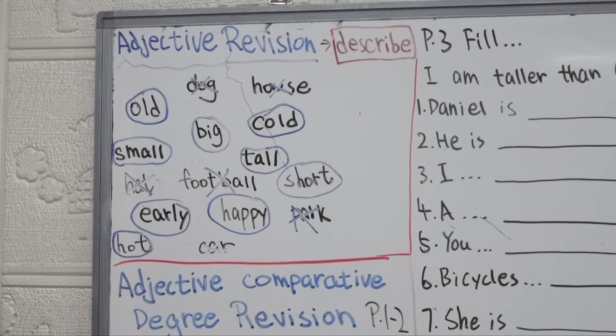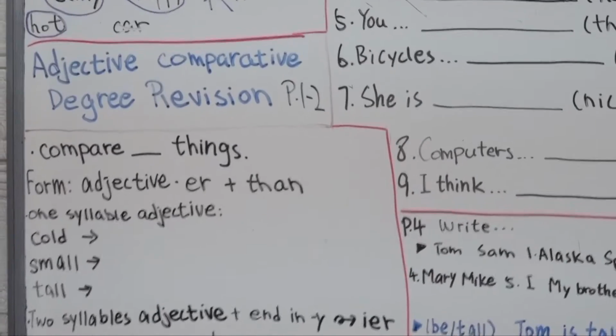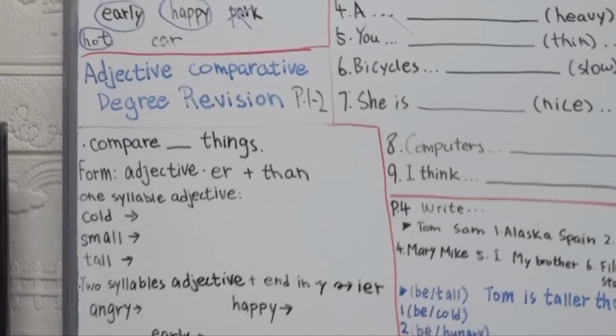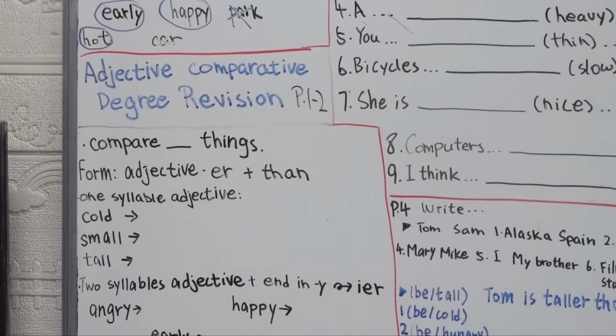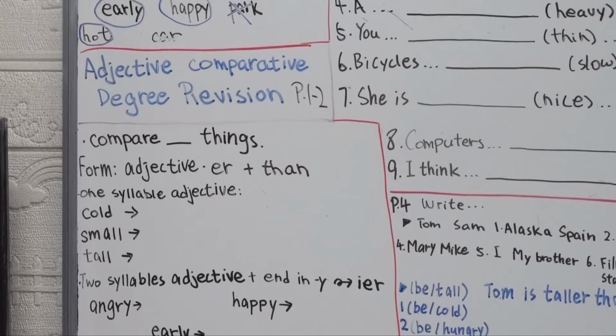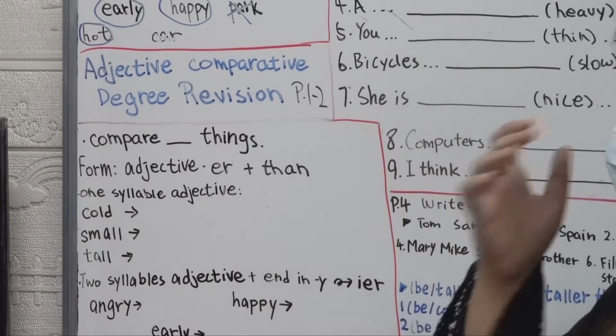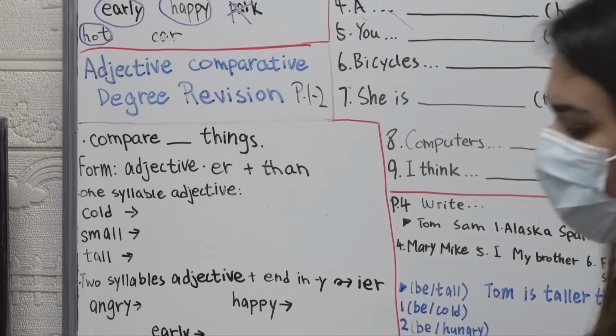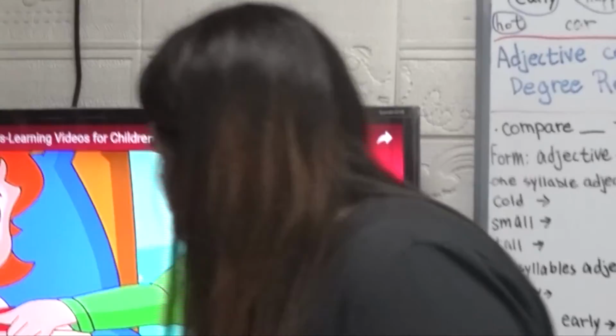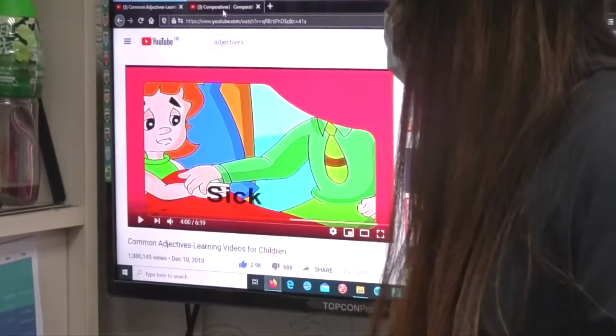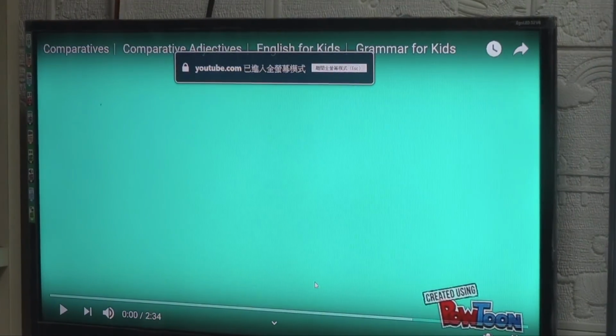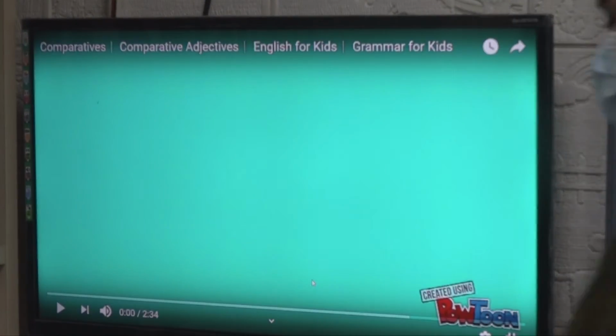Okay? Now you can have a look in your book, page number 1. So that is adjective comparative degree revision. This is what we are going to revise today. So as always, before we start our topic, let's watch a video, okay? Then I'm going to explain what adjective comparative degree is. So here it is for you. So this is kind of music, but I can explain.